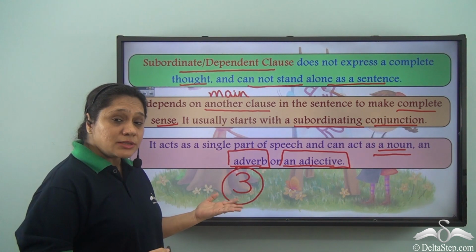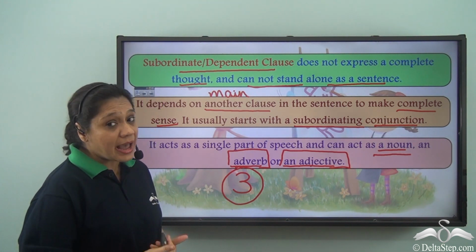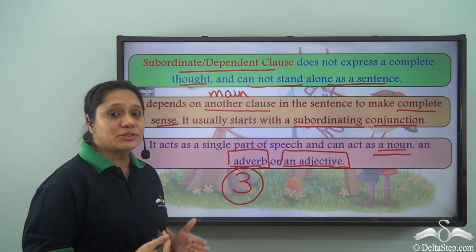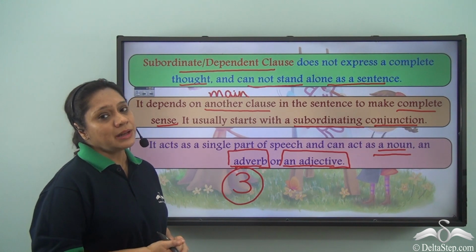Now that you have learnt what are dependent clauses and independent clauses and that there are three kinds of dependent clauses, we shall soon learn about them in detail.